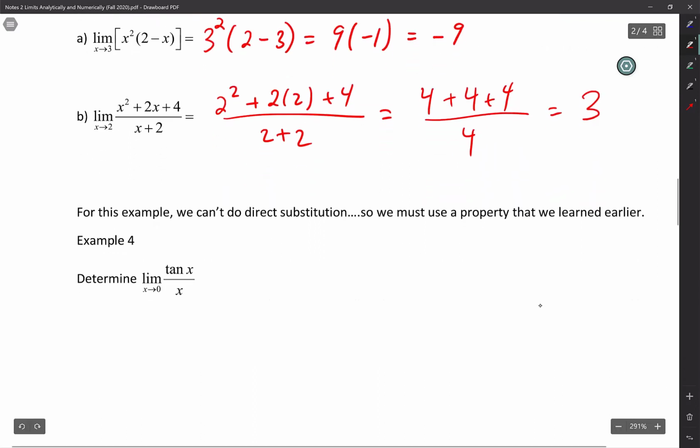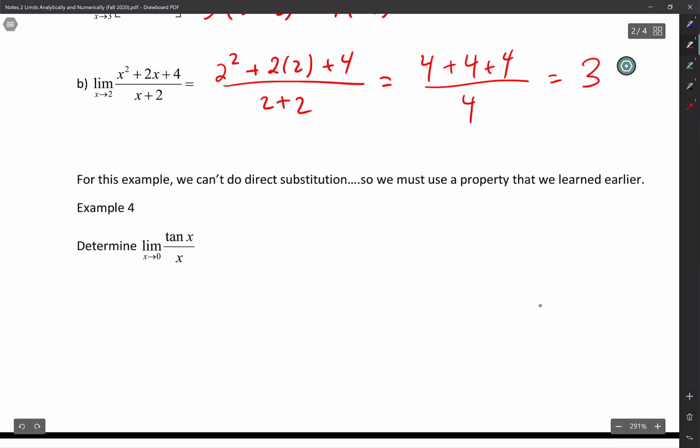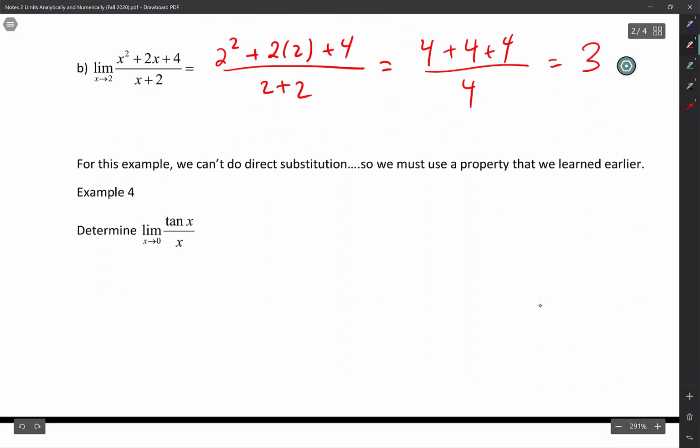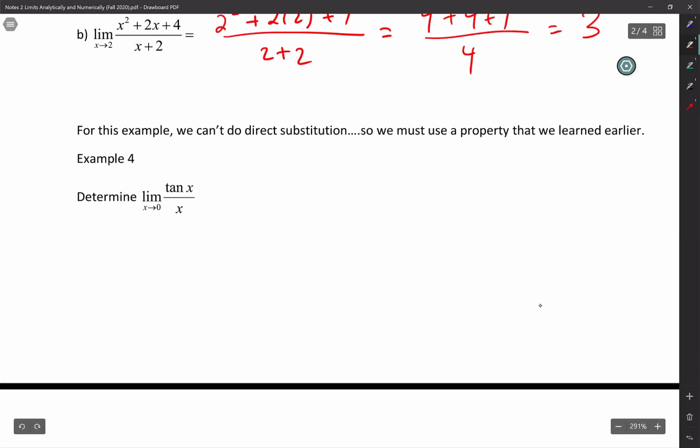So here's your answer to the question that someone just asked. We can't do direct substitution, so we must use a property that we learned earlier. Why can I not do direct substitution? Because if I try, tan x over x, tan of 0, from your pre-cal, is 0, and as x approaches 0, that's 0 over 0. You can't leave it like that, guys. 0 over 0 definitely has a limit.